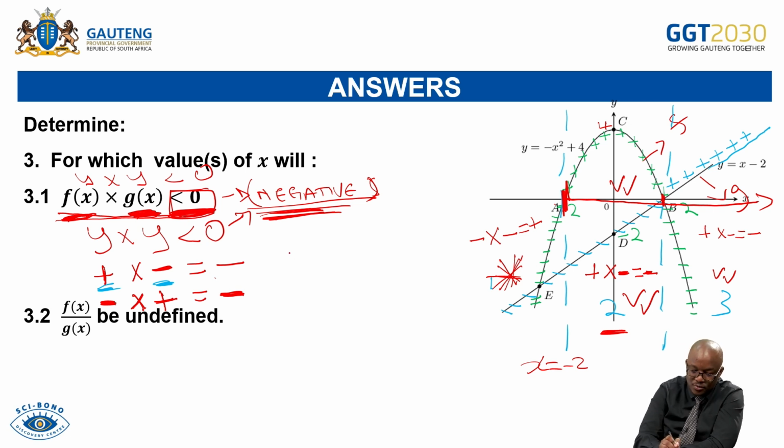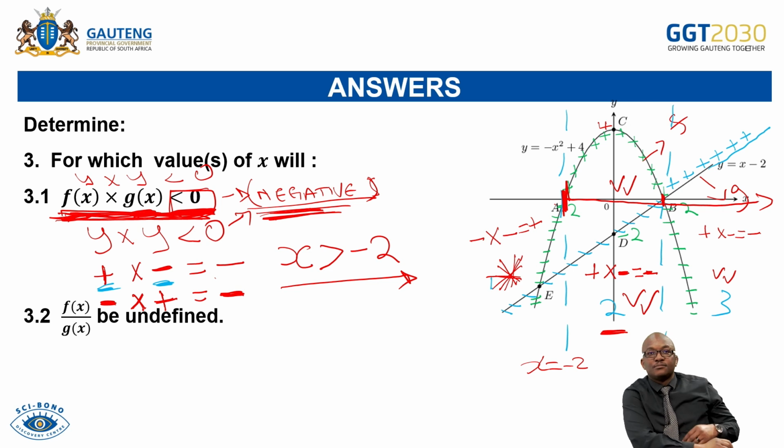So in that case, we're going to basically say x is greater than negative 2. Where x is greater than negative 2, then this condition is met. It's as simple as that. And that's how you interpret your graphs.